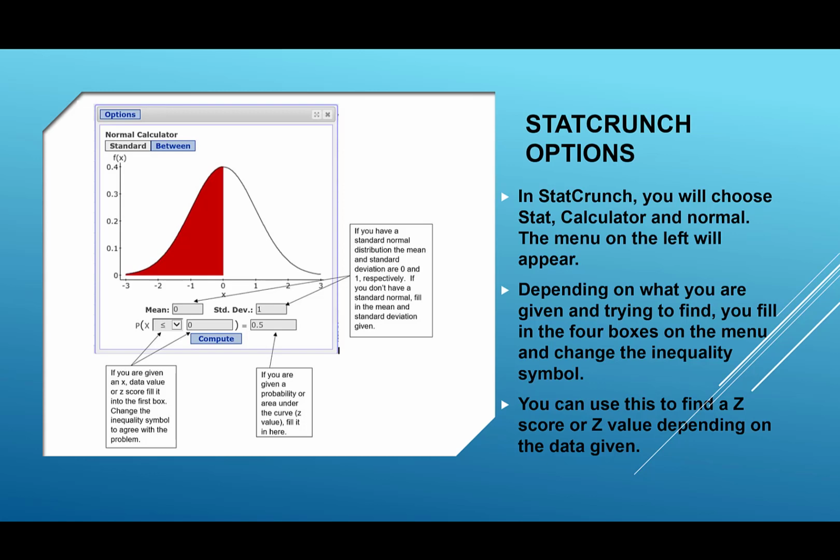In StatCrunch, you're going to select Stat, Calculator, and Normal, which means you're using the normal calculator. And you will see the menu to the left. There are 4 boxes in that menu in which you can enter data in addition to changing the inequality symbol. And the rectangles shown on this graphic tell you what can go in each one of those areas.